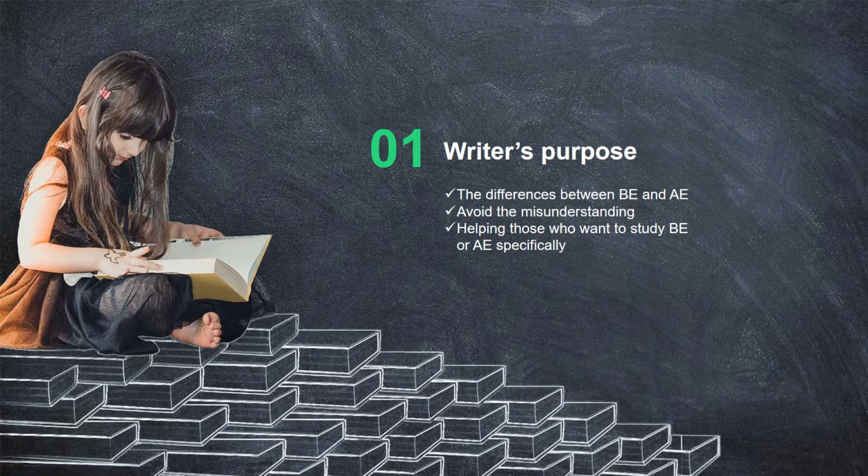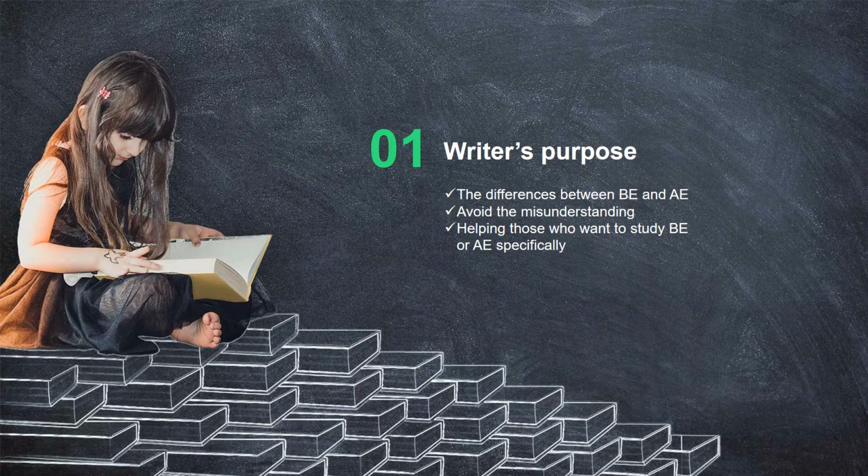Now, let's take a look at the first content, writer's purpose. First, the differences between British English and American English. Of course, the main idea of the article is to distinguish between British English and American English. There are some aspects we can learn, and they will be explained in the next explanation.